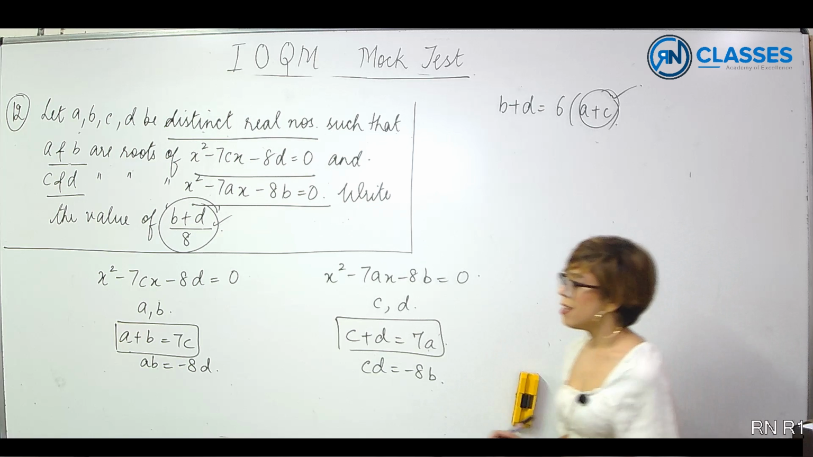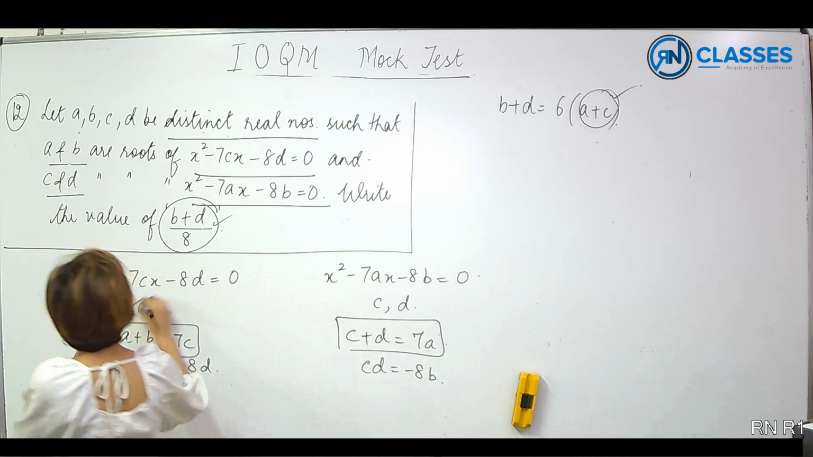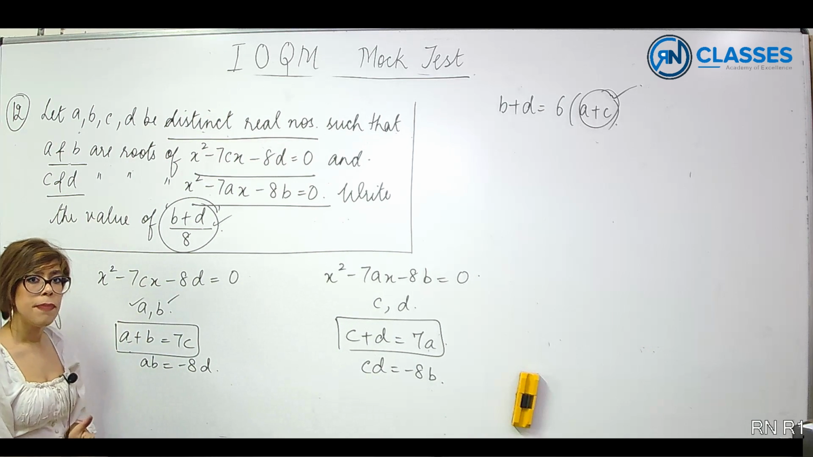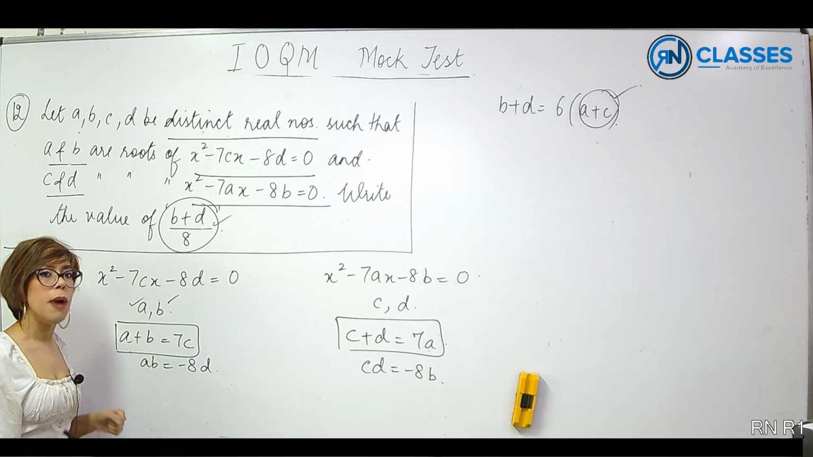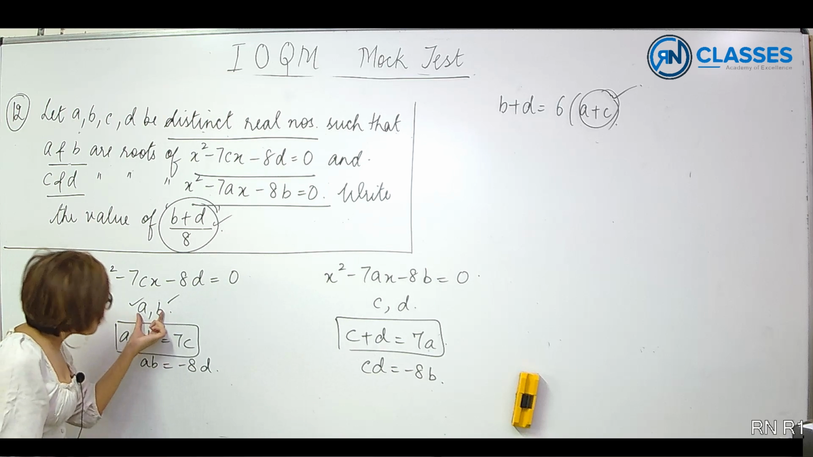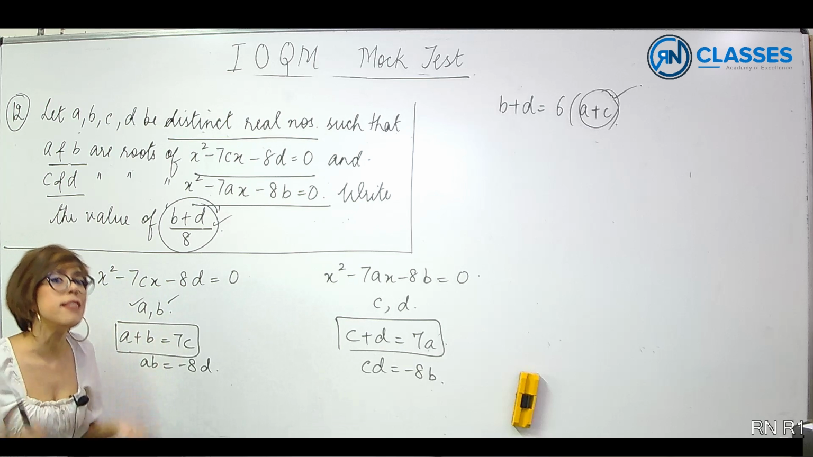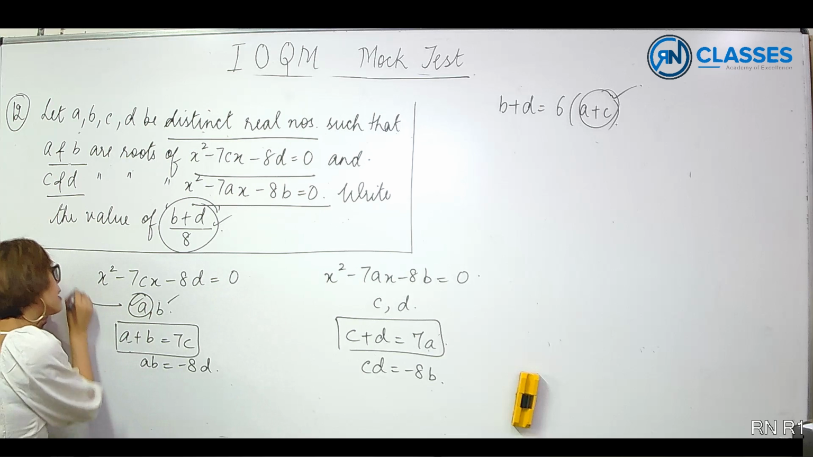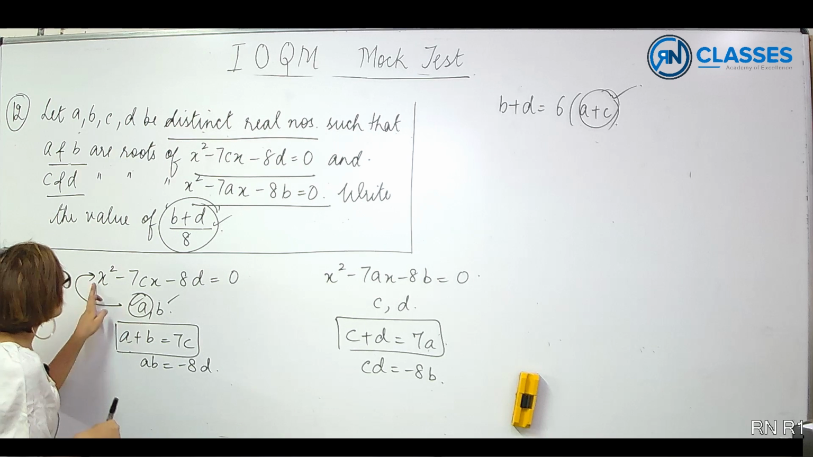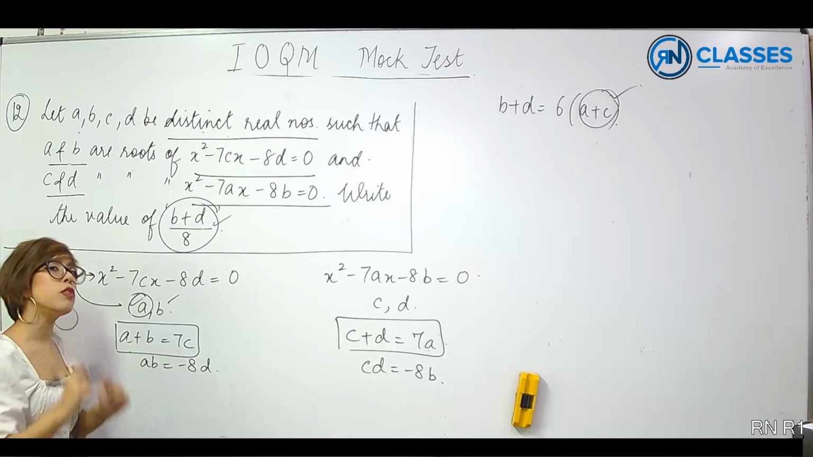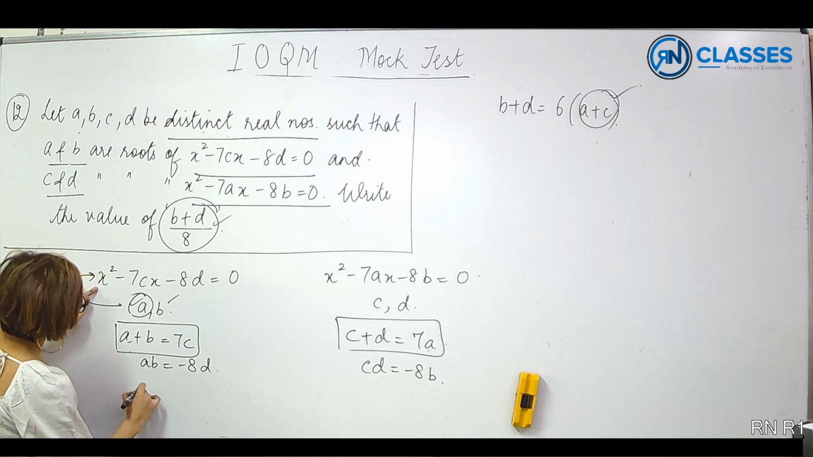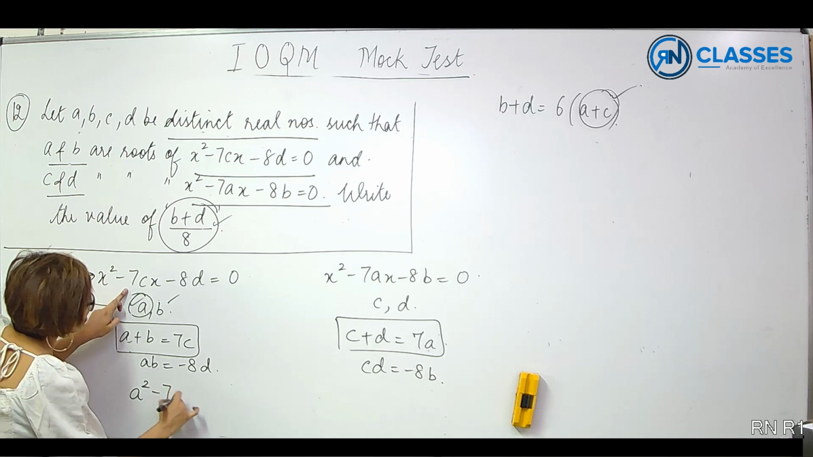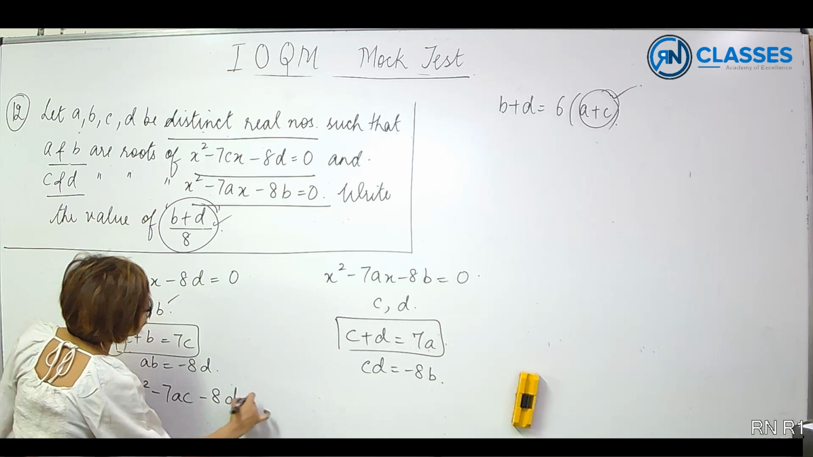What else? See, it is given to me that A and B are the roots of the equation, right? One way is using the relationship. Other way is what? If A and B are roots of the equation, what else can I say? Now, A is the root of the equation. That means A will satisfy this equation. If I replace x by A, left hand side should be equal to 0. So, this is nothing but A square minus 7c minus 8b equal to 0.